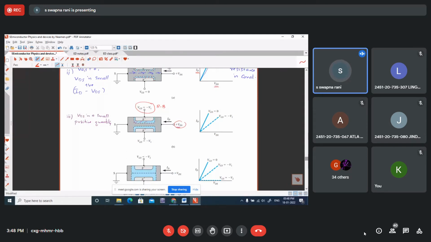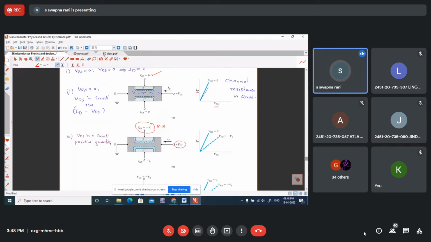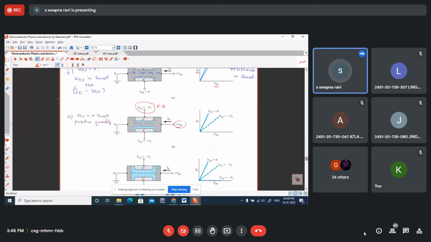Therefore, we know that in reverse bias, the width of the depletion region is going to increase. See here, in the first case, figure A, this is the width of the depletion region under no reverse bias given to the gate. And in the second case, when you give some reverse bias voltage, the width of the depletion region is going to increase. So the depletion regions are now widened.